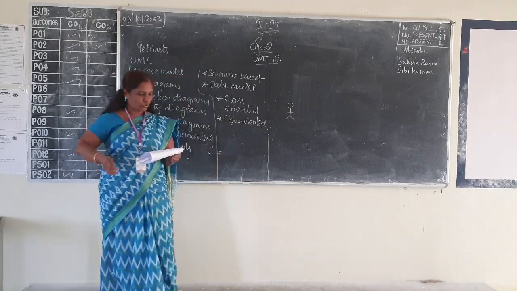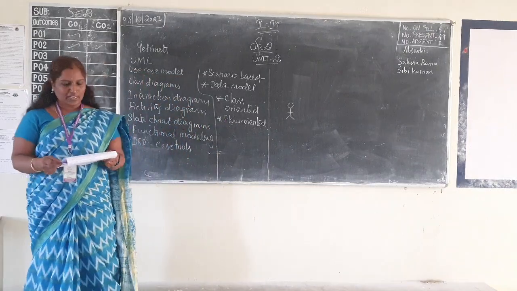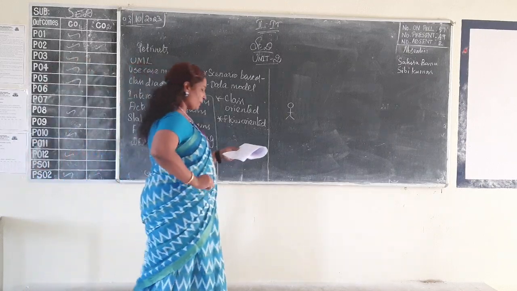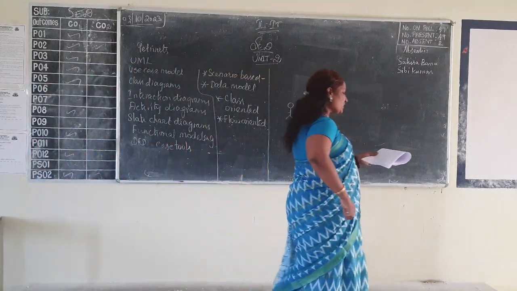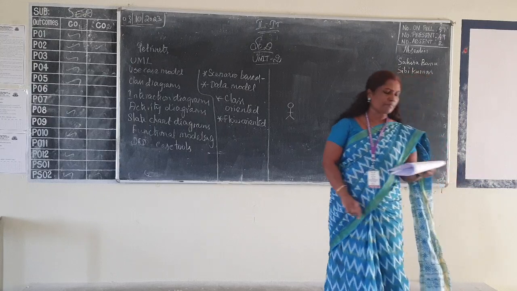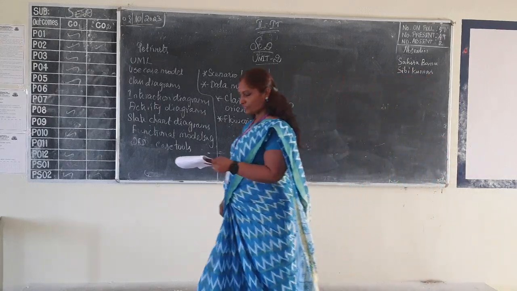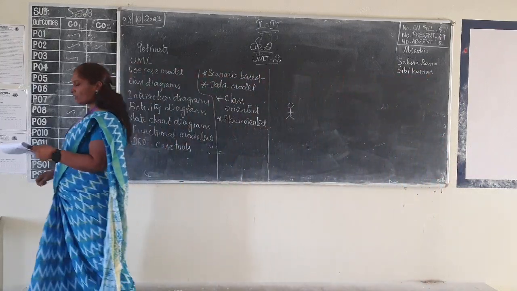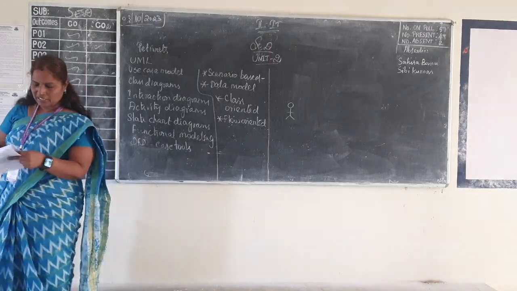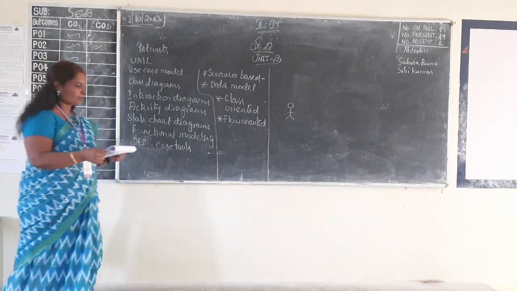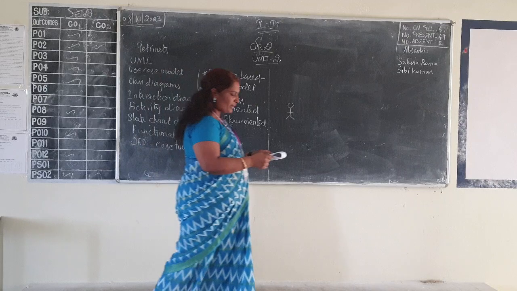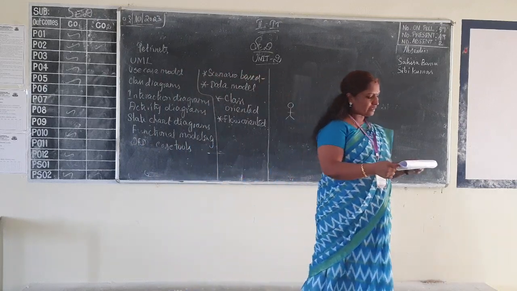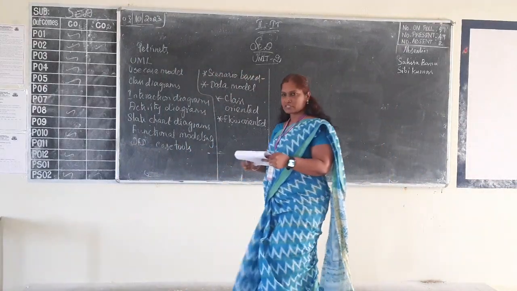Finally, flow oriented model. Flow oriented model represents the functional elements of the system and how they transform data as it moves through the system.